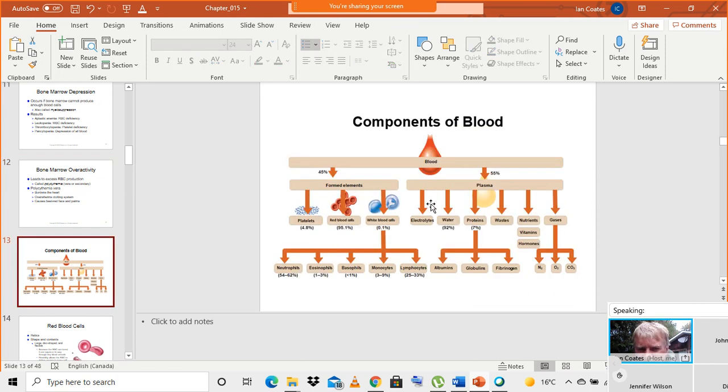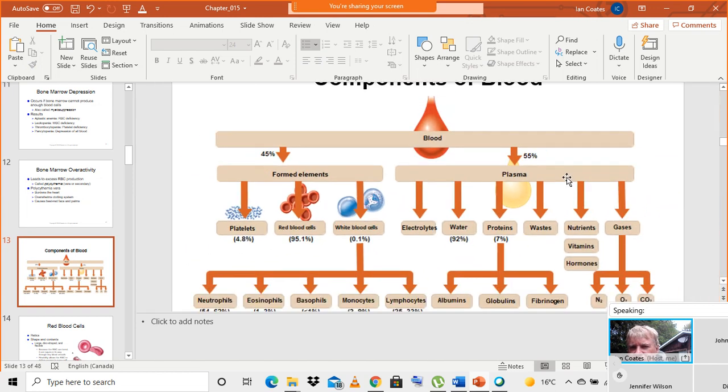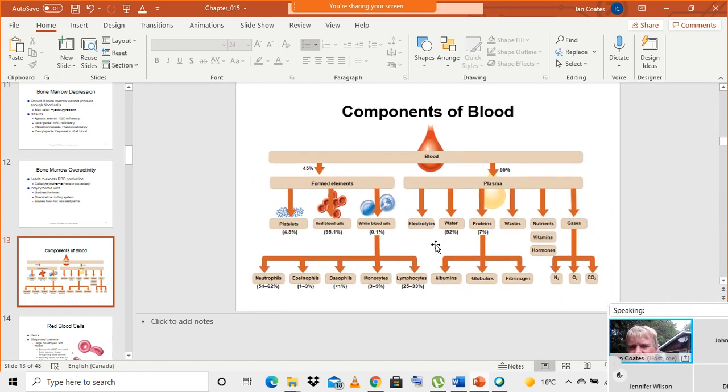I put this slide in here just to show you all the different components of the blood, and we'll just go through it. You've got your same 45% RBC and then your 55% plasma. The plasma has electrolytes, water, proteins, waste, nutrients, vitamins, hormones, gases, it's all in here. And these are your main gases. There is nitrogen, always, because you're breathing in air. But nitrogen is a pretty inert gas, except when you go diving underwater. It can cause big trouble.